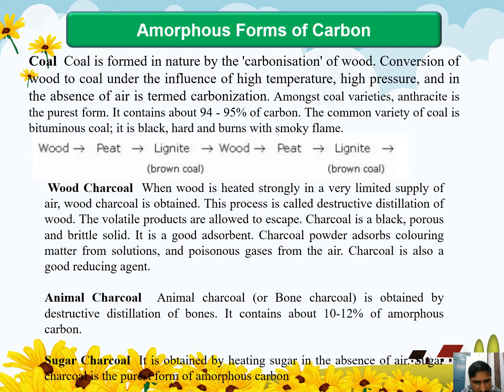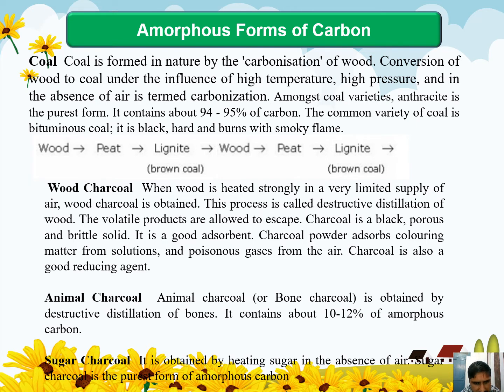Now, wood charcoal. When wood is heated strongly in a very limited supply of air, we get wood charcoal. This process is called destructive distillation of wood. We remove some water from the wood, and the volatile products are allowed to escape. Charcoal is a black, porous, brittle solid and a good adsorbent. Charcoal powder adsorbs coloring matter from solutions and poisonous gases from the air, and charcoal is also a good reducing agent.